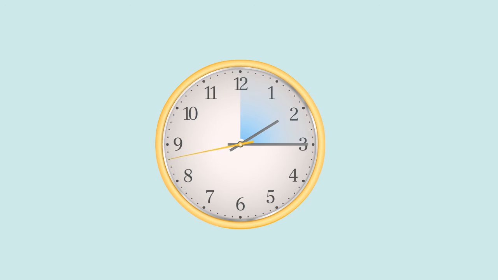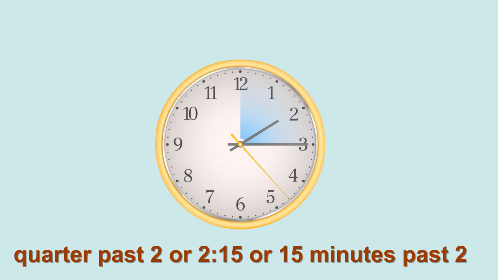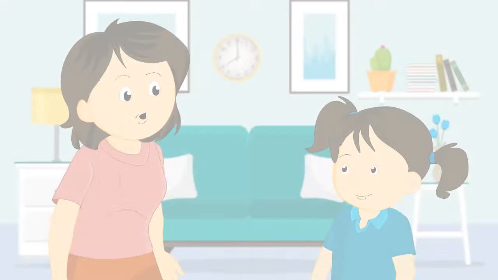Sarah, quarter in time stands for 15 minutes. When the minute hand is at 3, then the time is quarter past the hour. The time shown on the clock is quarter past 2, or 2:15, or 15 minutes past 2.